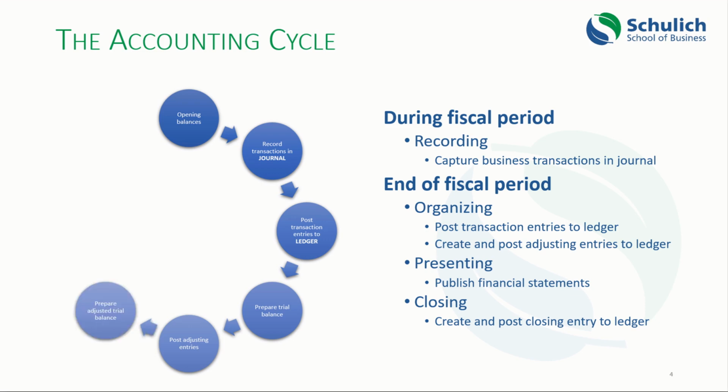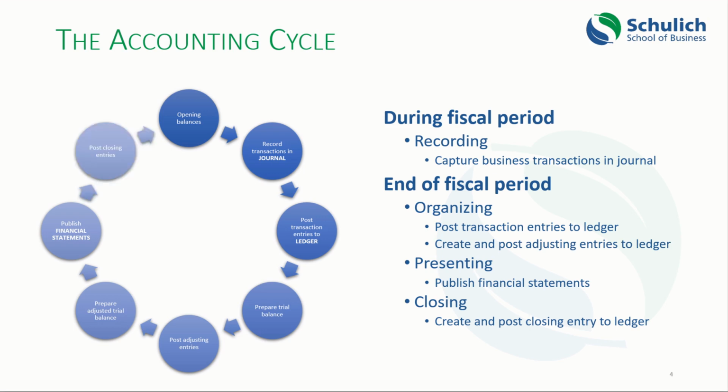After the adjusting entries have been posted, another trial balance is prepared to get a final list of the account balances. Once that's done, the company can publish its financial statements. They will reflect all the transactions that happened during the fiscal period, plus all the accruals at the end of the period, the adjusting entries that account for the passage of time.